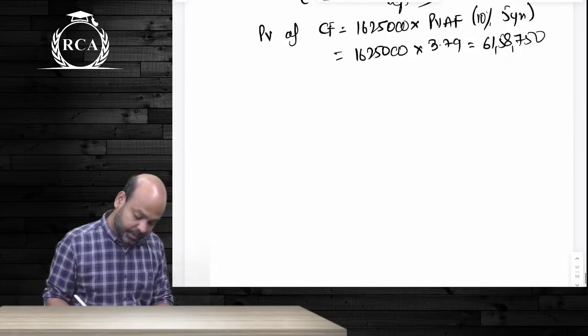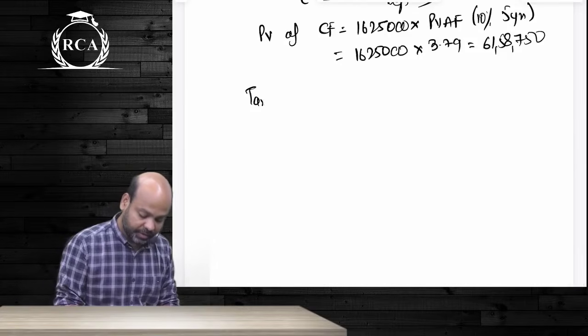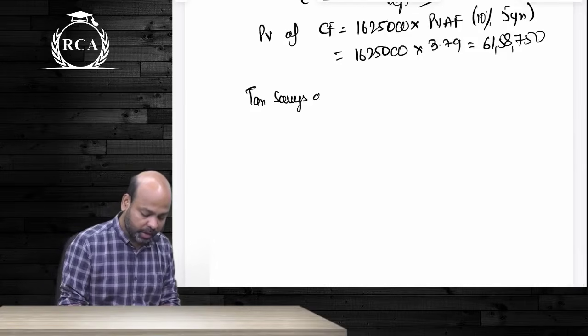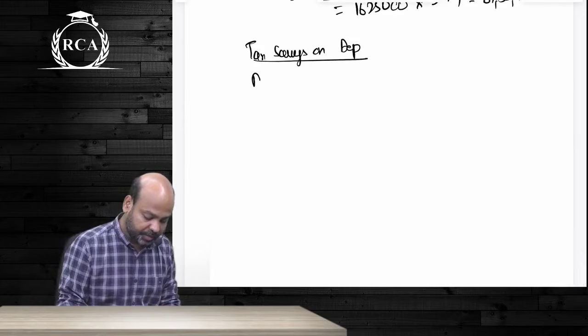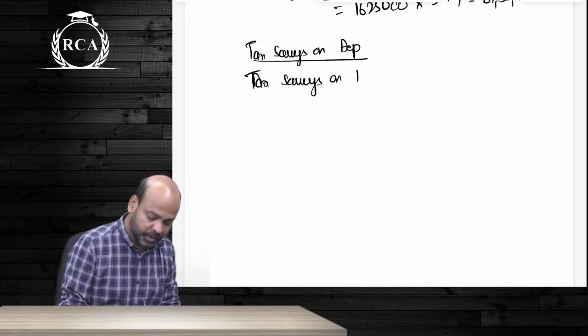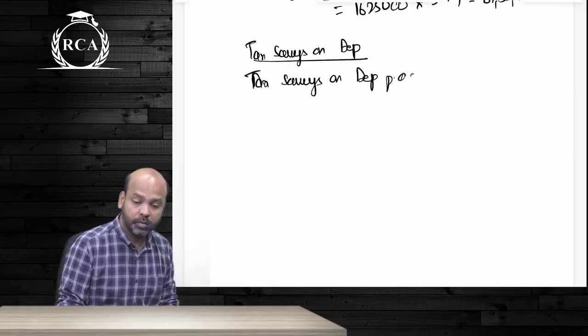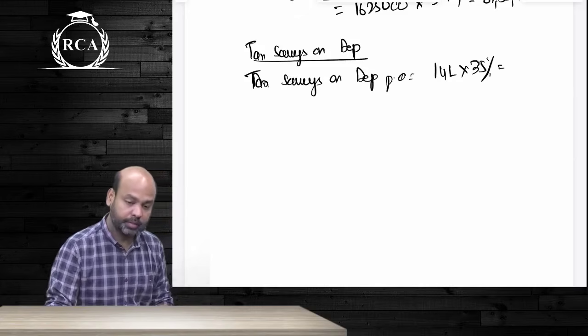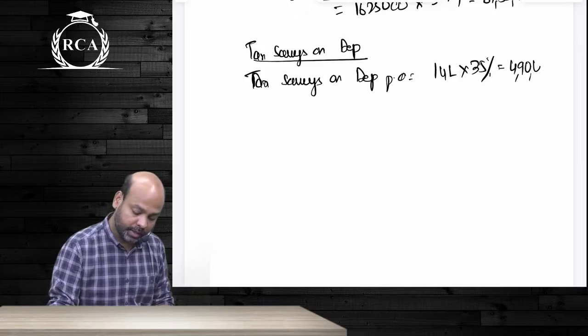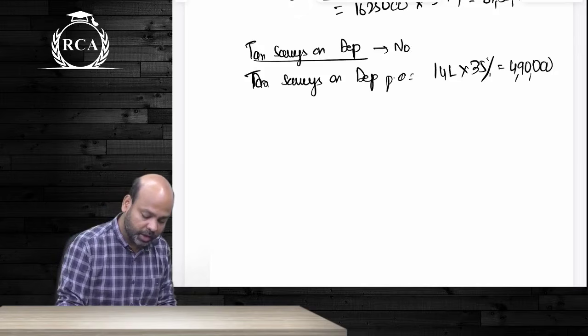After that, tax savings on depreciation. Now this is going to be a little tricky part. Your depreciation per annum is already written, but tax savings on depreciation, guys, per annum would be how much? 14 lakh rupees ke upar 35%. 4,90,000. Is this a nominal cash flow or a real cash flow?